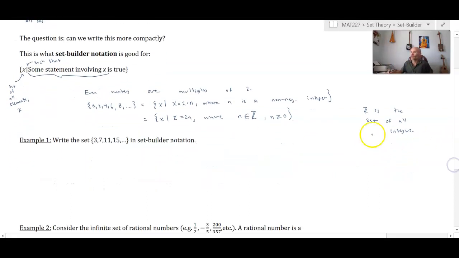Let's take a look at another example. Write the set of elements 3, 7, 11, 15, and so on in set builder notation. So one thing that I see here is that there's a constant increase of 4 among these elements. And also, I see that would be a linear progression. It's a linear function in there. So I could say that all of these numbers are going to be 3 plus 4 times some natural number, some whole number.